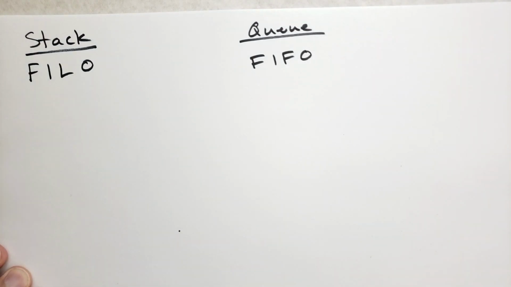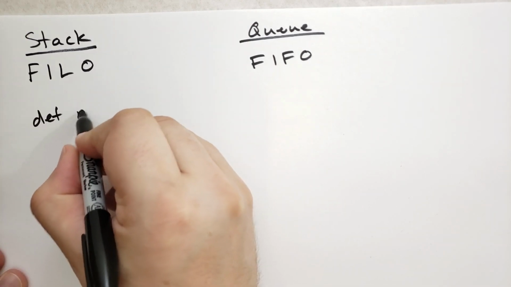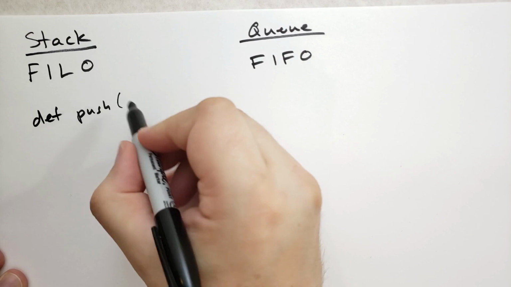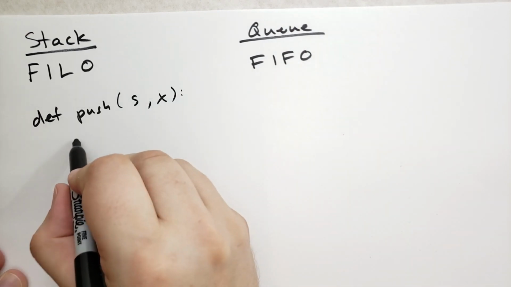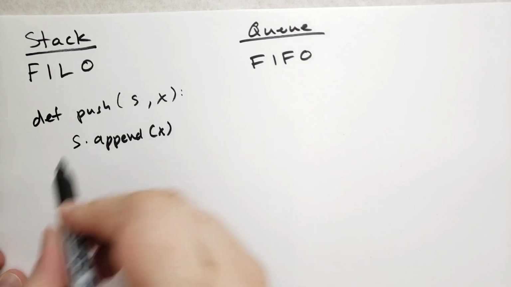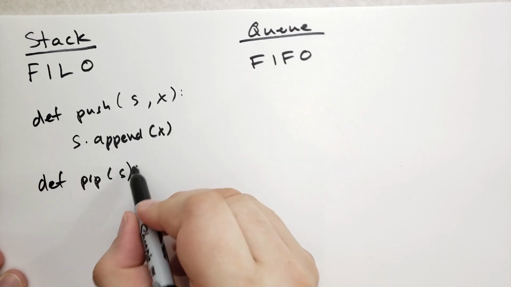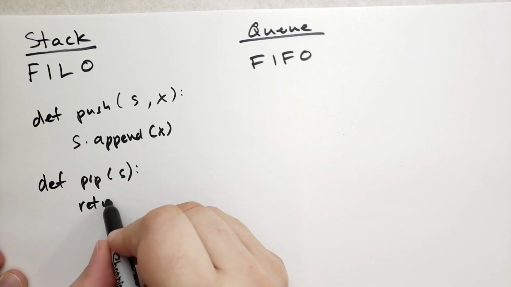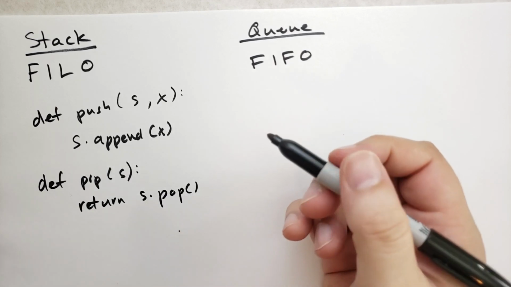Both of these can be represented with lists, and I'll just give you some sample code here to show what that might look like. So for a stack, we might have a push function that takes a list and some item. And what this will just do is append the item to the end of the list. And the pop function will take the stack and it will return the stack with the last element popped off.